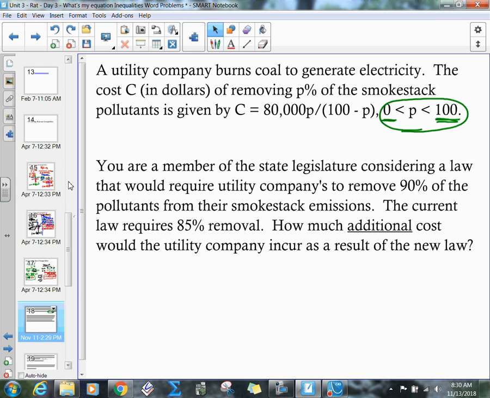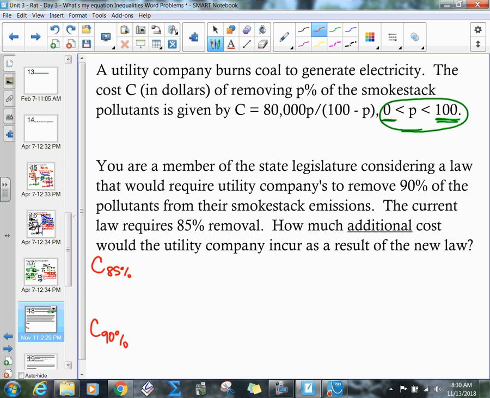You are a member of the state legislature considering a law that would require utility companies to remove 90% of the pollutants from their smokestack emissions. The current law requires an 85% removal. How much additional cost would the utility company incur as a result of the new law? How much more is it going to cost? So I need to find the cost at 85% and the cost at 90% and figure out what the difference is. Let's subtract them in essence.